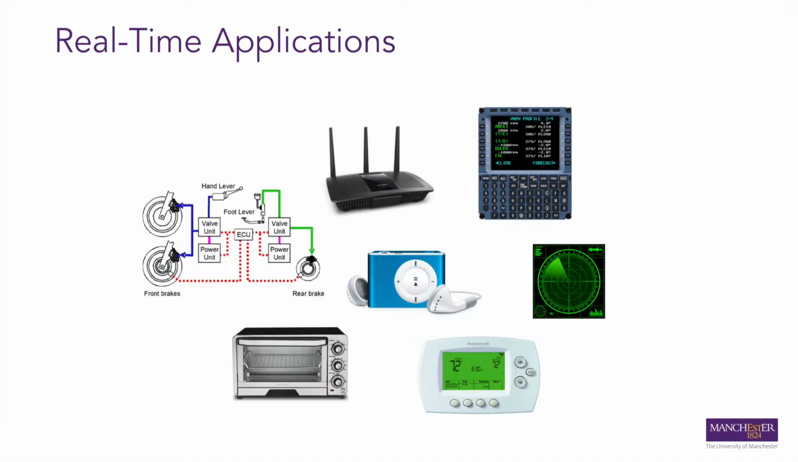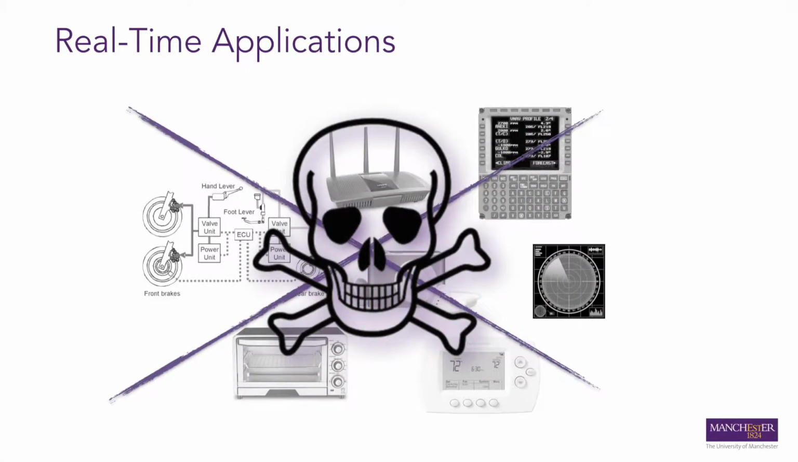Anti-lock braking systems, thermostats, and flight management systems are all examples of real-time systems. They must respond to critical events within a strictly defined time. Severe consequences are unavoidable if logical as well as timing correctness properties of the system are not met.